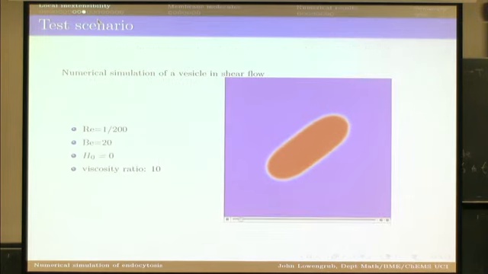So this is a 2D simulation. And the Reynolds number is small, so this is pretty much Stokes flow. And 1 over this is the bending stiffness, and there's no spontaneous curvature, and there's a viscosity ratio. It's 10 inside, 1 outside. And so what you can see is that the vesicle is tumbling and rotating around.